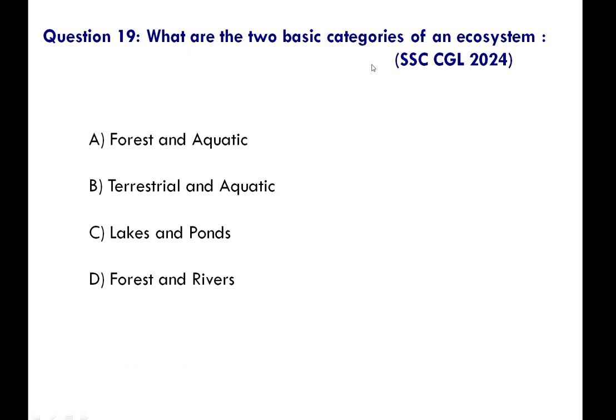What are the 2 basic categories of an ecosystem? Forest and aquatic, terrestrial and aquatic, lakes and ponds, or forest and rivers? So the correct option is option B, that is terrestrial and aquatic.